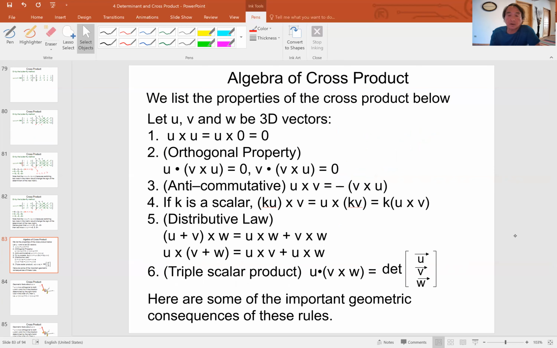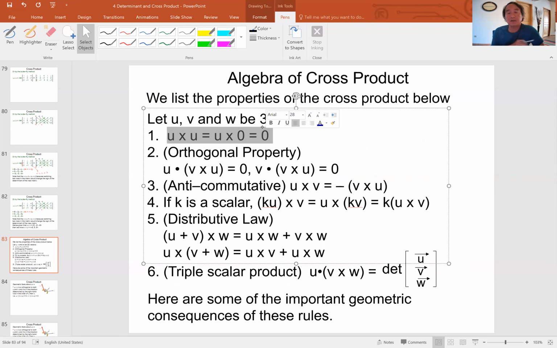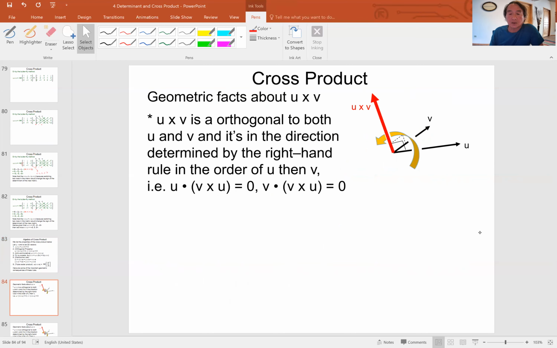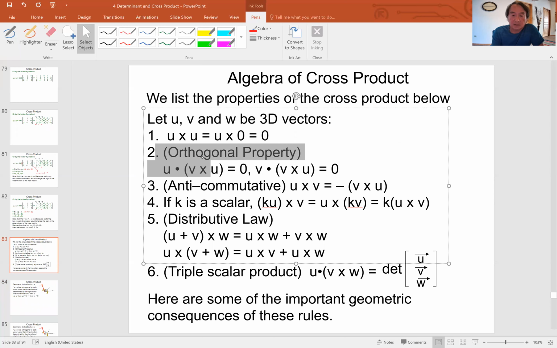First, if you cross a vector with itself, or cross with a 0 vector, you get 0. That can be easily seen from the 2x2 determinants when you do the determinant expansion. The most important thing is that the cross product u cross v dotted with u, and dotted with v, is 0. In other words, u and v are perpendicular to the cross product.